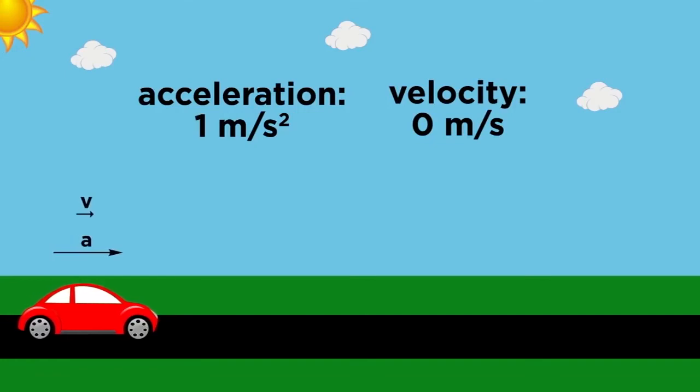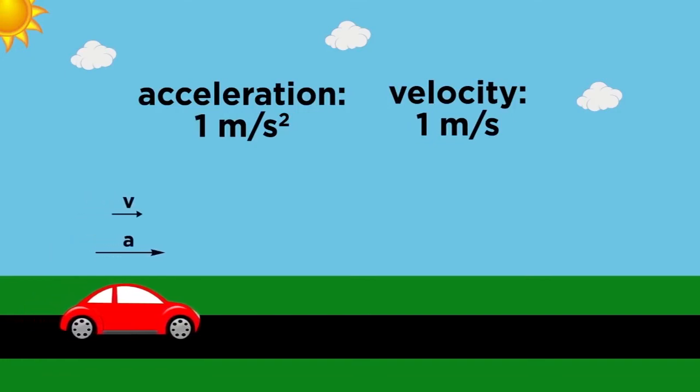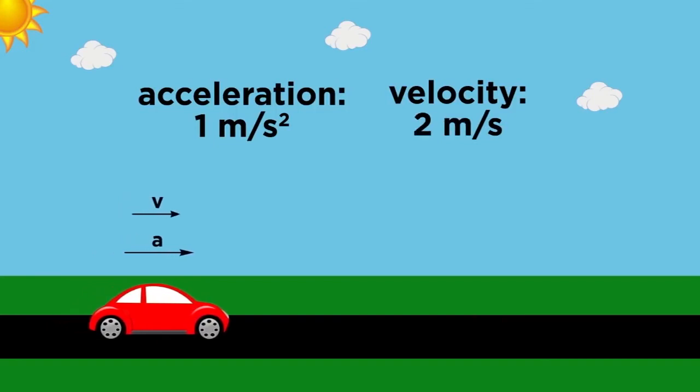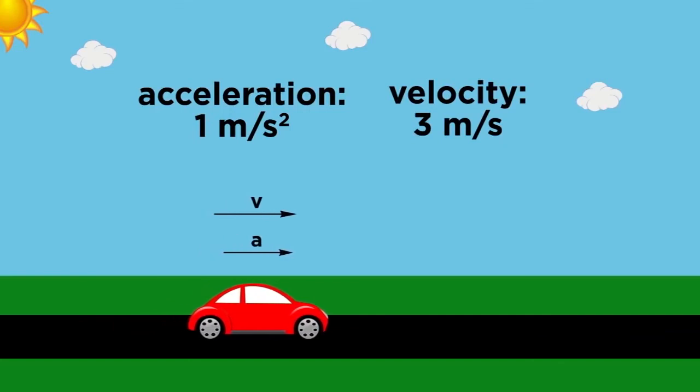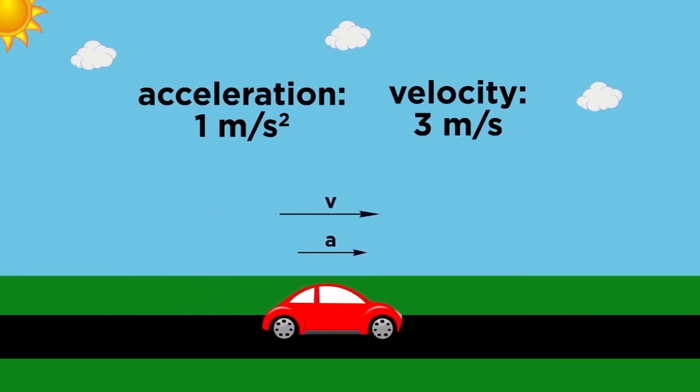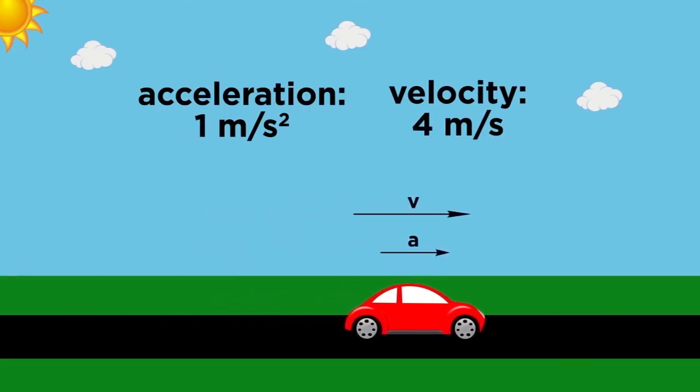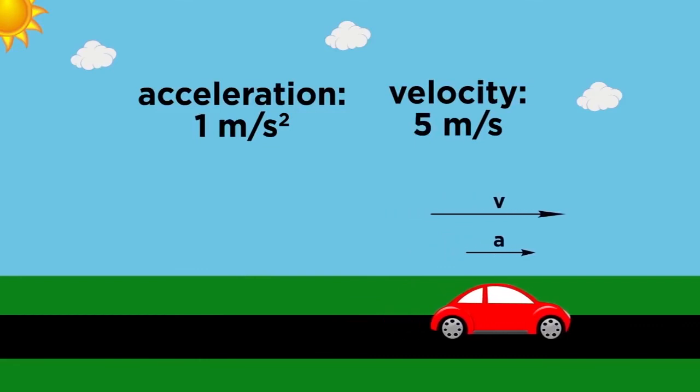It might accelerate slowly, so the vector may be on the shorter side, but this constant acceleration will cause the velocity to increase at a fixed rate. Let's say an additional meter per second every second. So over 5 seconds, it will reach a velocity of 5 meters per second.